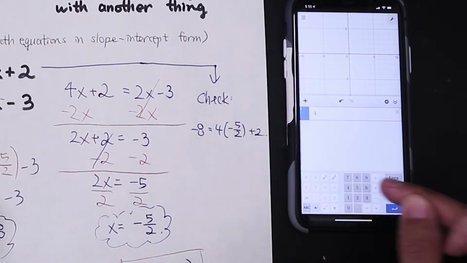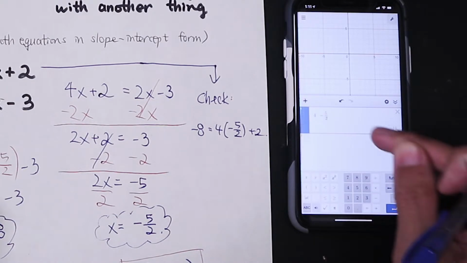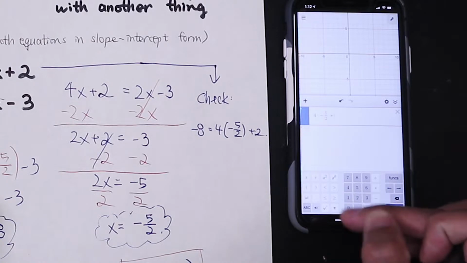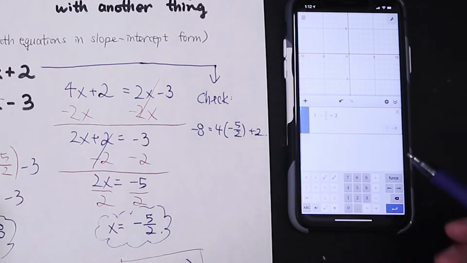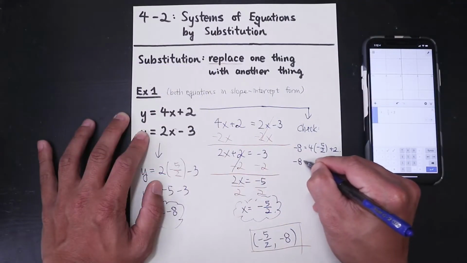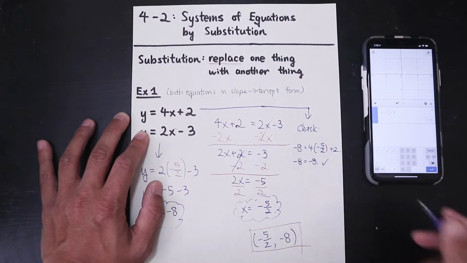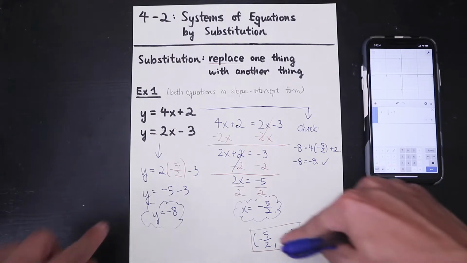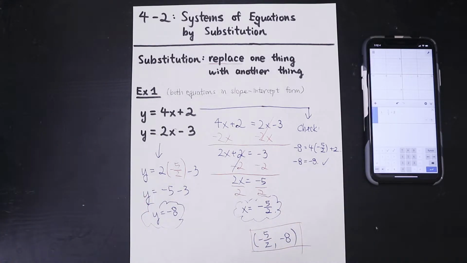So I'm going to put 4 times negative 5/2, and then after that, plus 2, and see if the calculator would give you negative 8, which it did right here. So you know that the left side is negative 8, the right side is negative 8, it checks out. So therefore, this is your correct answer. This will be a strategy that you will use to check your answers, whether it's correct, on the quizzes and tests in the future, not only for this class, but for your future classes.